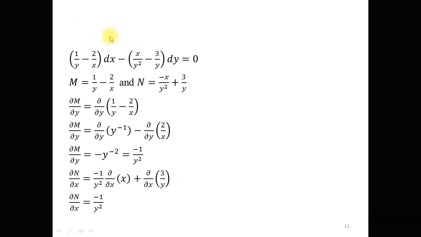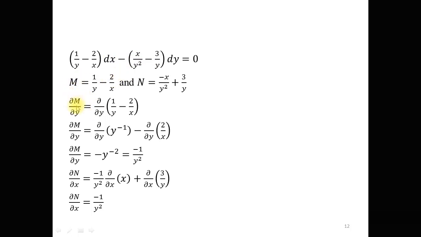Now after simplification, we obtain (1 over y minus 2 by x) dx minus (x by y square minus 3 by y) dy is equal to 0. Now this is the new differential equation, and this is the new m function and this is the new n function. Now again check whether this differential equation is exact or non-exact.